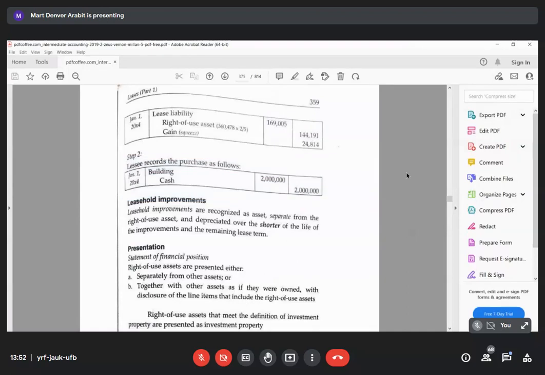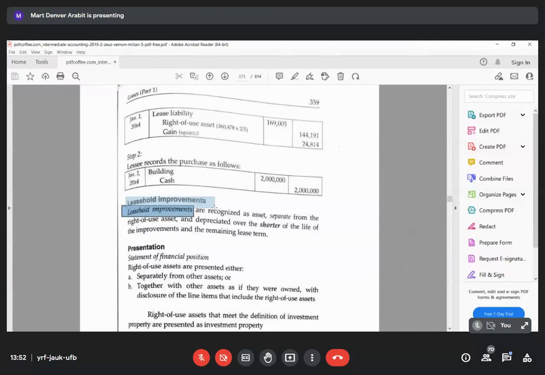So, next is leasehold improvements. Okay? So leasehold improvements are recognized as asset, separate from the right of use assets, and depreciated over the shorter of the life of the improvement and the remaining lease term. Okay, so yung leasehold, ito yung mga ginastos mo like halimbawa nagrerenta ka, pinapintahan mo, naglagay ka ng iba't ibang furnitures to make the leasehold more productive, then that is the leasehold improvement.